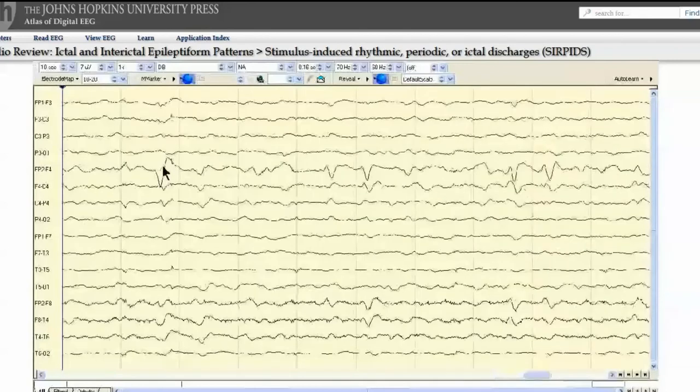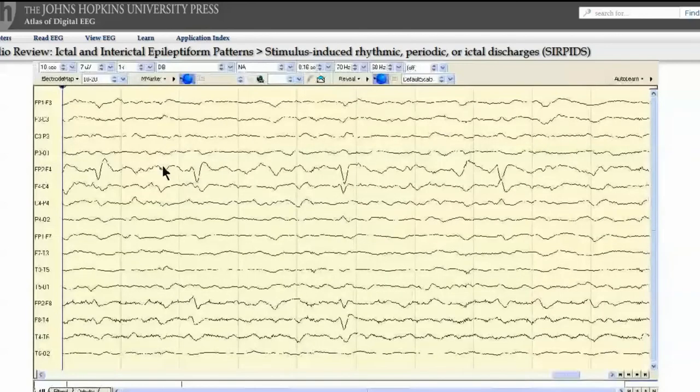We will now go towards the end of this segment, and we can see here in the last 10-second segment that the sharp slow waves are appearing now only every 2 to 3 seconds. This phenomenon in which arousal brings out epileptiform activity is called SIRPIDs, S-I-R-P-I-D-S. SIRPIDs is an acronym for stimulus-induced, rhythmic, periodic, or ictal discharges.